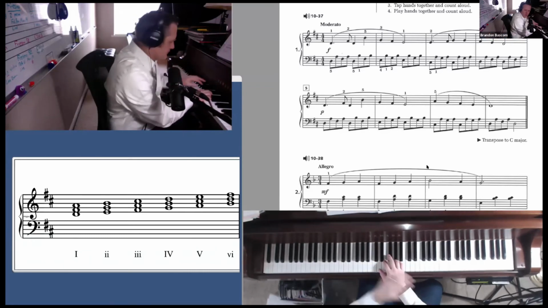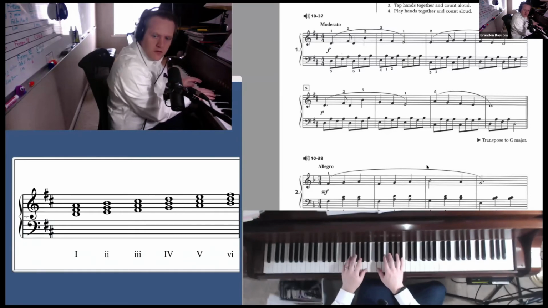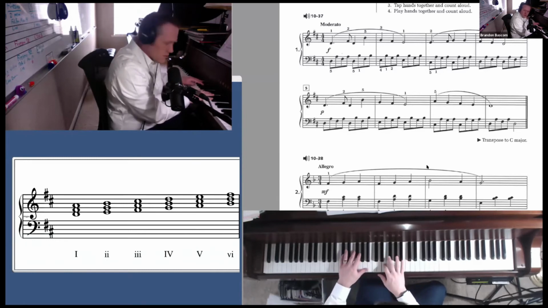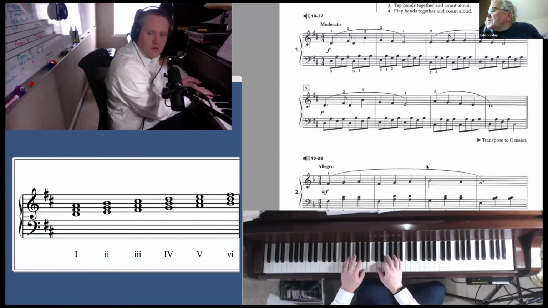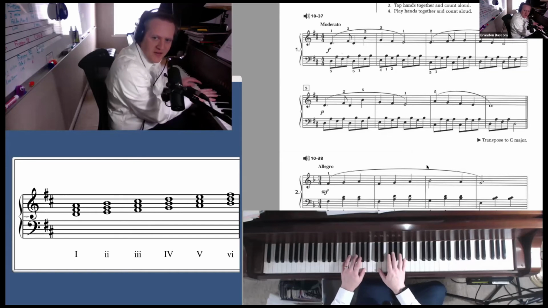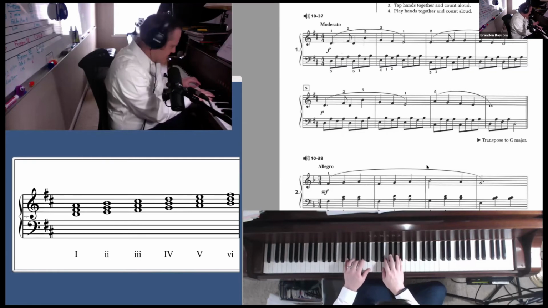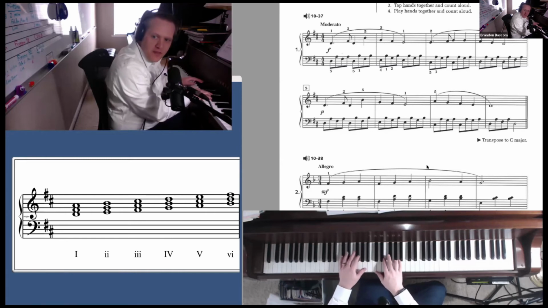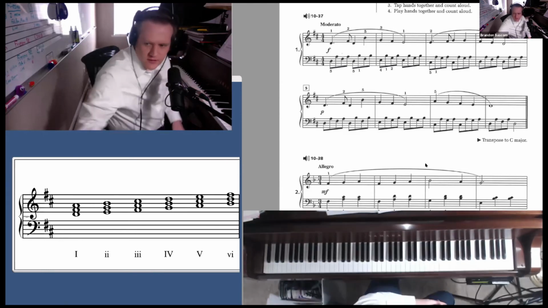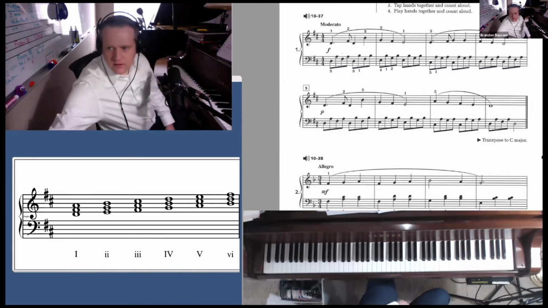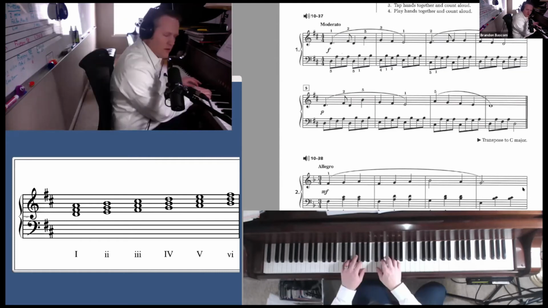Do you have your hand set up? Yeah, sure. That's why we shadow play right there, isn't it? And C sharp, yep. Let's try playing it. I'm going to play it really slow. One, two, ready, let's go.